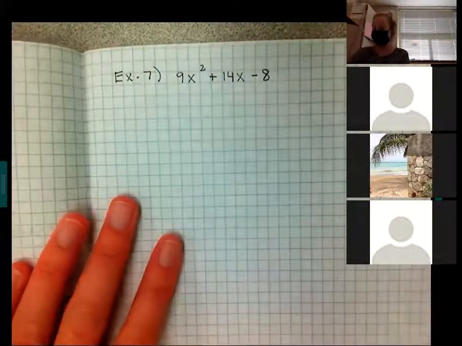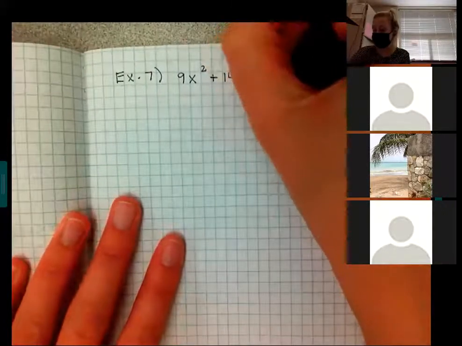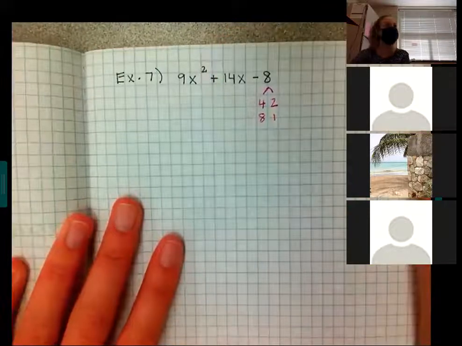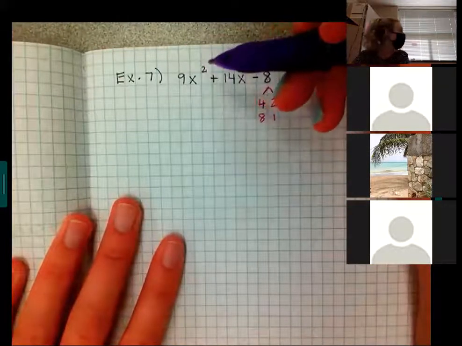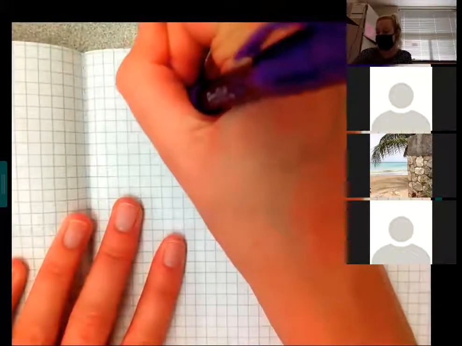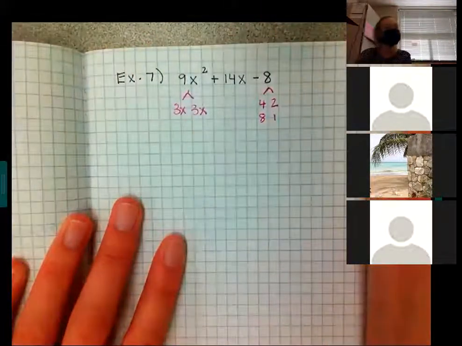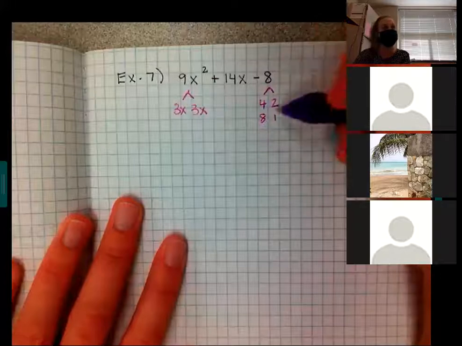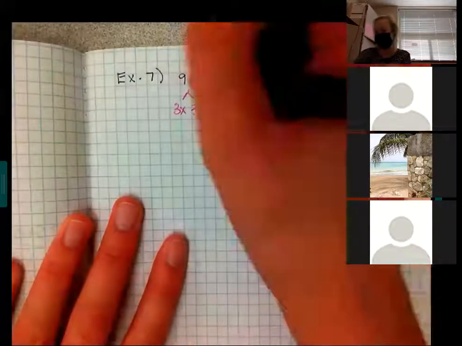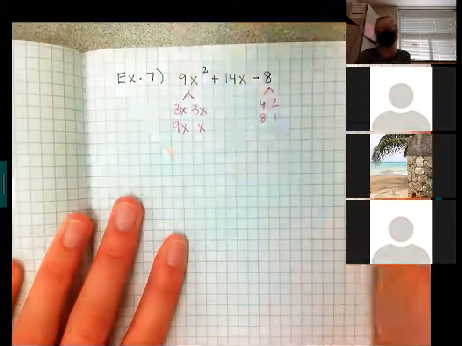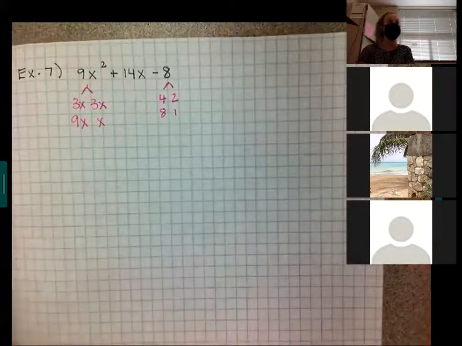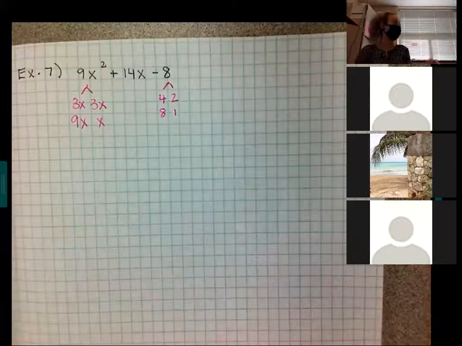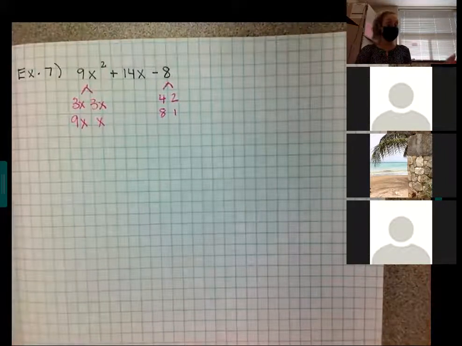Okay, 4 and 2 for the 8. I agree, because those are closer together. The other option is going to be 8 and 1. What about for the 9x squared? 3. Yeah, let's try 3x times 3x. What if that doesn't work with any of these, though? Then what do we need to go to? Yeah, 9x and 1. So listen, I'm going to write it off to the side, the order you should try it in. I recommend you write all these down. Did everybody hear me? Okay.